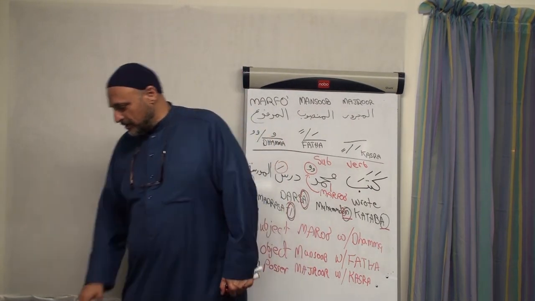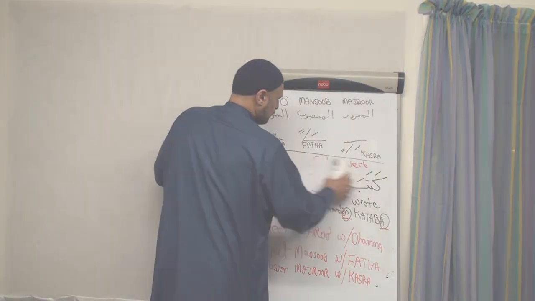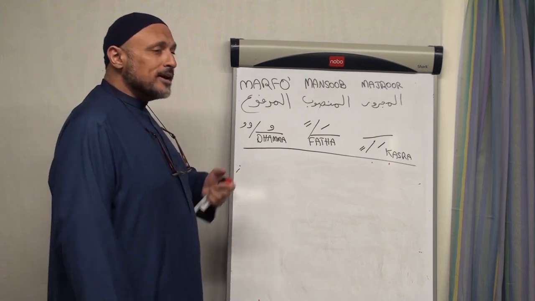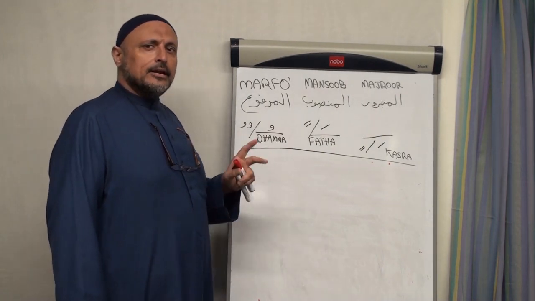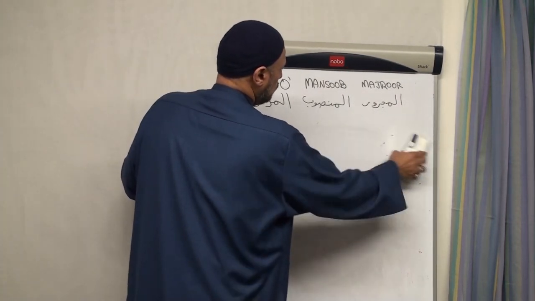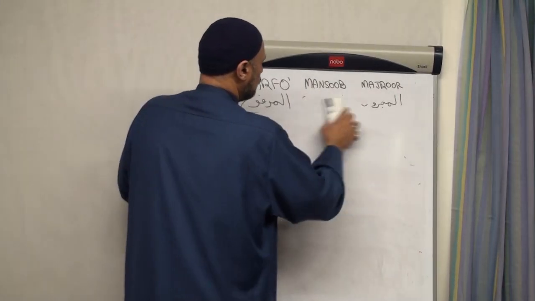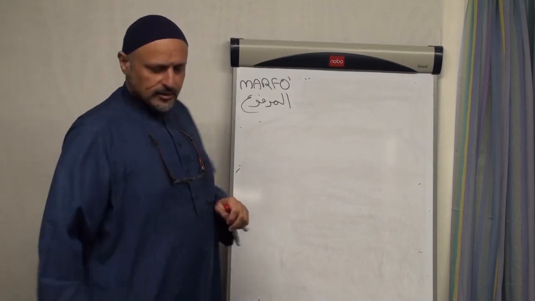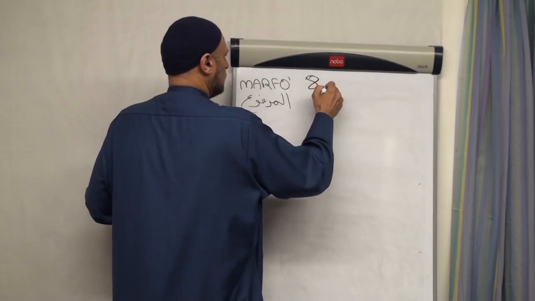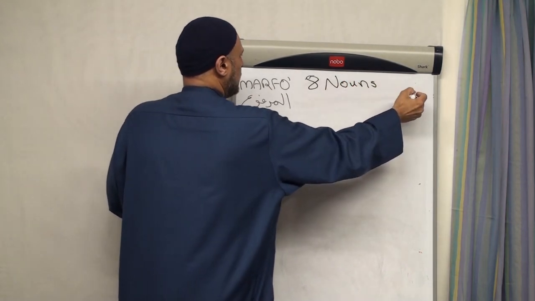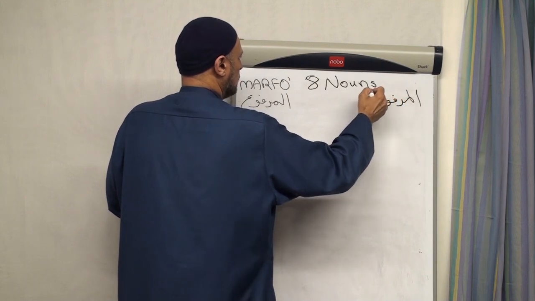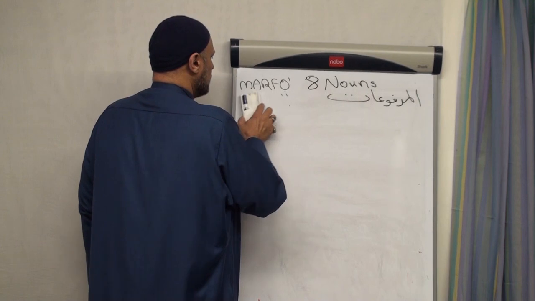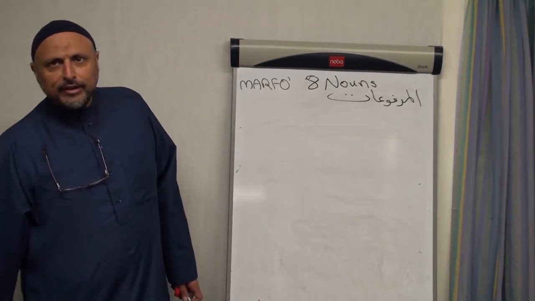Now I'm going to remove this and be ready for the marfu. So now we are going to take the list. What in the Arabic language are the marfu'at? So we took an obvious example, which was a subject. Now we are going to take the rest of the marfu. So I'm going to remove this so that we now focus on the marfu noun. In the Arabic language, we have 8 marfu nouns. We call them al-marfu'at, plural of marfu. 8 marfu nouns, so 8 grammatical positions of the marfu.